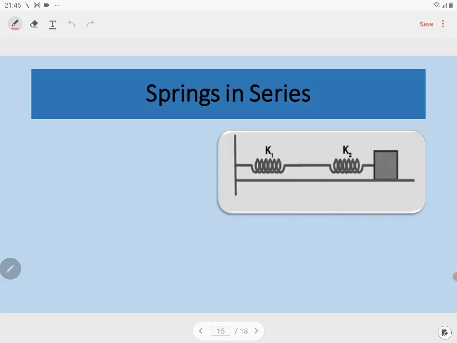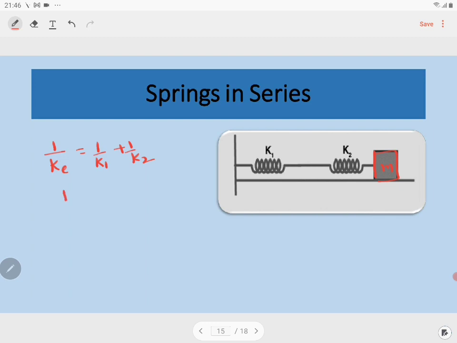Now, springs in series. So we connect two springs in series, and the combination will be connected to a block of mass m. Now what is the time period? In such cases, you have to find the effective K. So when springs are in series, 1 by K effective equals 1 by K1 plus 1 by K2. This formula can be extended for any number of springs in series.